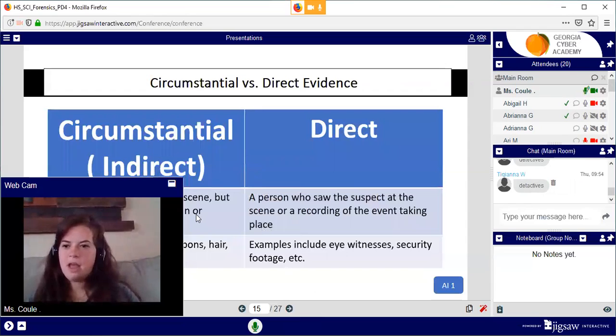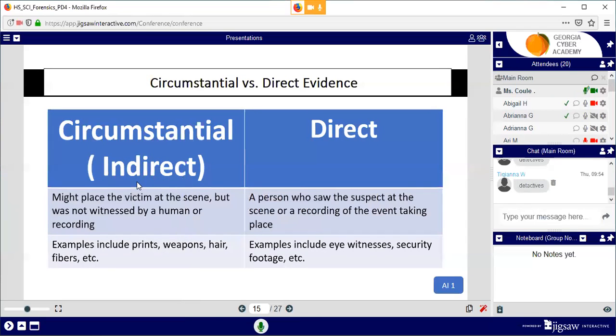Good job. Okay, so let's review our differences between circumstantial and direct. Remember that circumstantial might place the victim at the scene, but was not witnessed by a human or recording, okay? And it helps to what? Draw in a word that we talked about a couple weeks ago. Helps to draw in something that starts with an I.